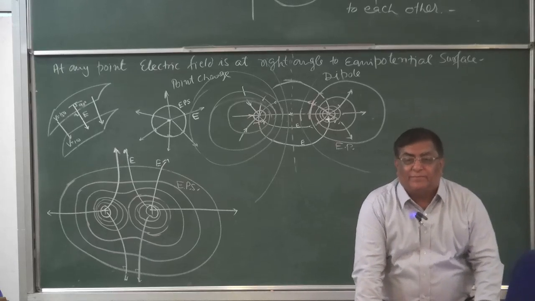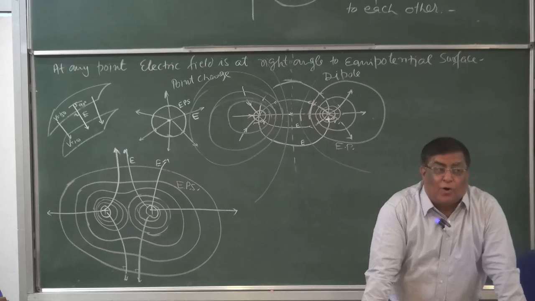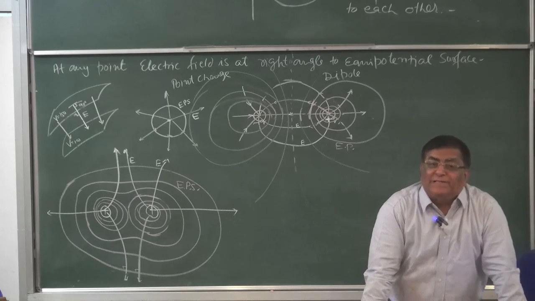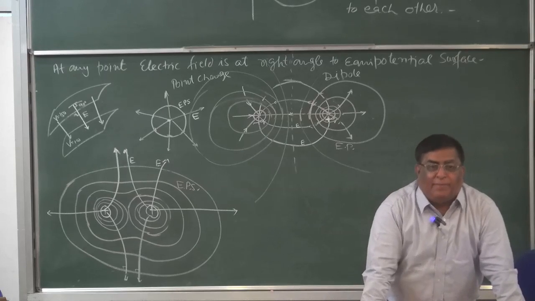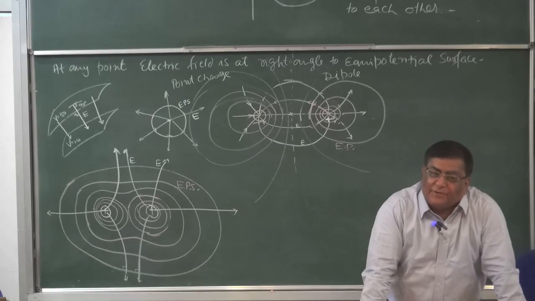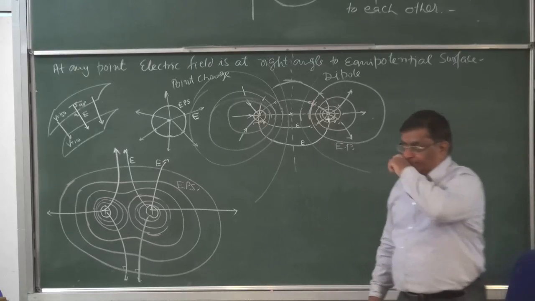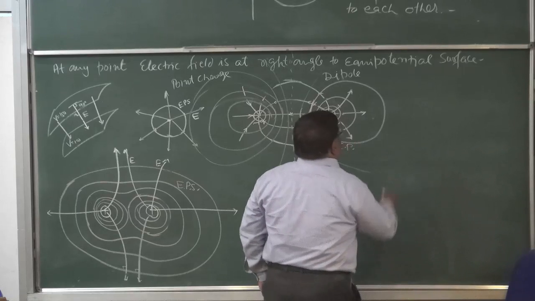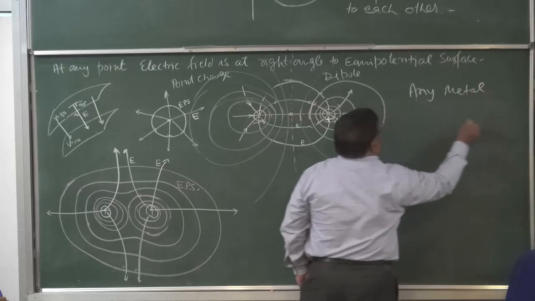When they stop moving, what do they prove? That all should move if there is a potential difference, and they are not moving. What does that mean? The potential has become equal. So we remember, any metal surface is an equipotential surface. Please write it down. It's very, very important. Any metal surface is an equipotential surface. Metal or conductor.